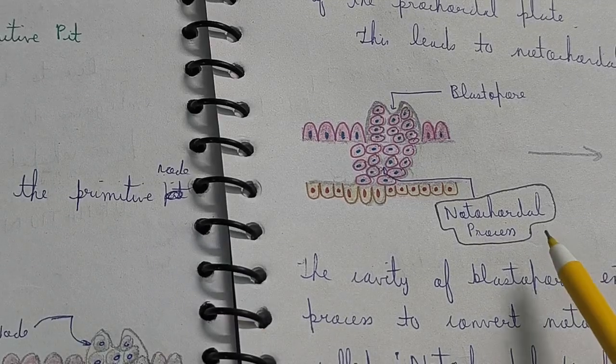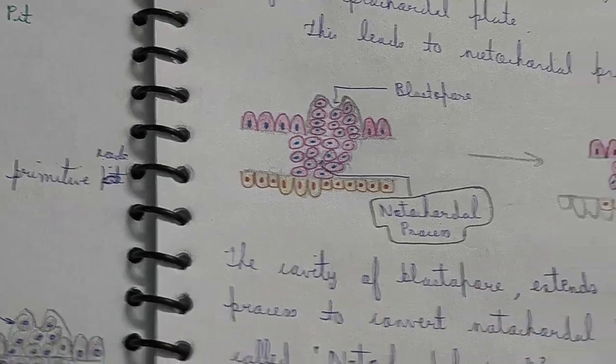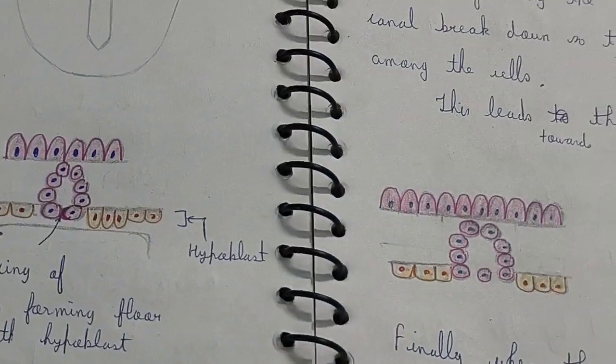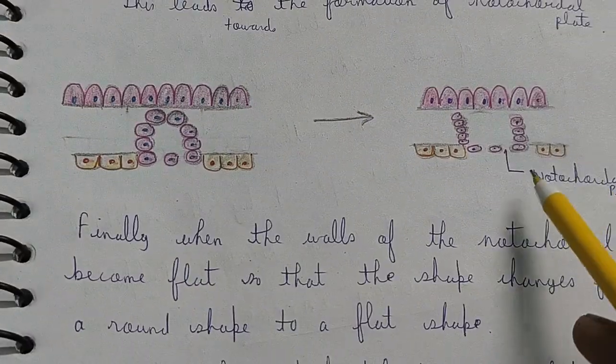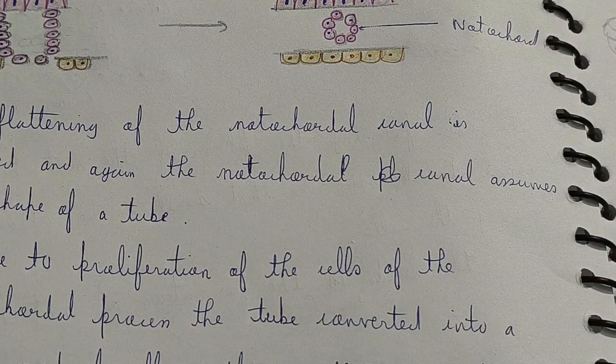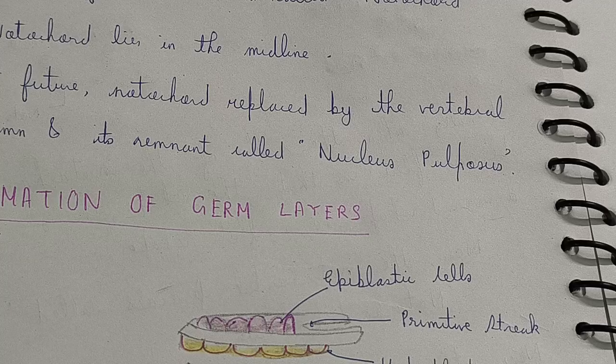So first of all the notochordal process forms, then the notochordal canal forms, then the notochordal plate forms, and finally the notochord forms. That's all about notochord formation and the series. Now I'm going to discuss the formation of the germ layers.